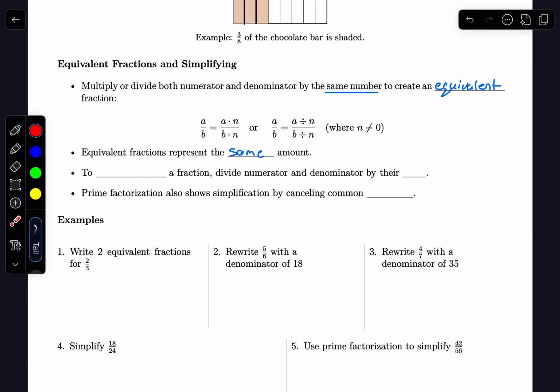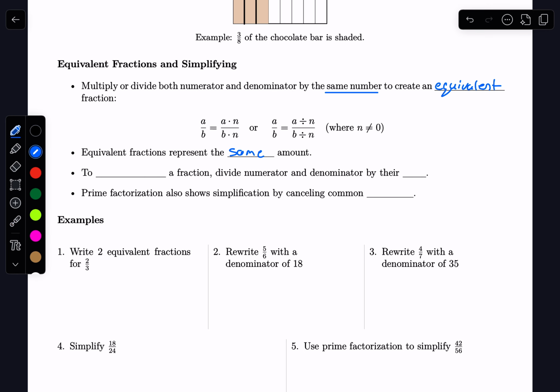We can also do this with division. If we take a over b and divide a by n and divide b by n, it will make the numbers smaller, but it will still be an equivalent fraction that represents, again, the same amount. Now, generally speaking, we multiply fractions, top and bottom, by the same number if we want to find a new representation for a specific purpose, but we divide fractions top and bottom by the same number to simplify fractions, which is what we're going to be doing the most in this course.